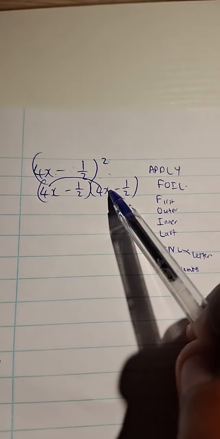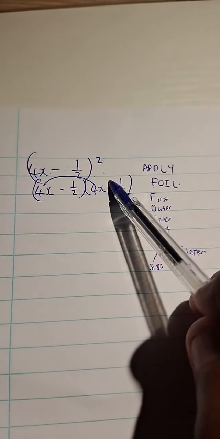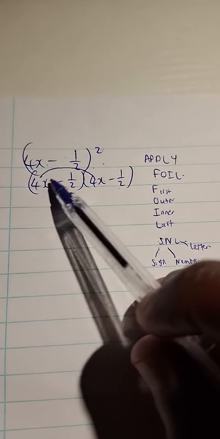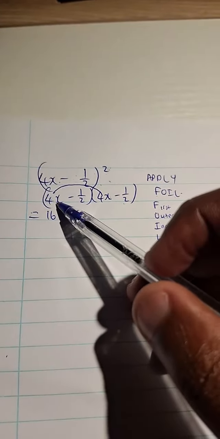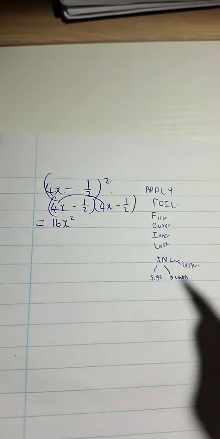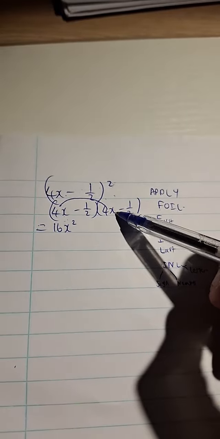4x times 4x, you consider the sign when you are multiplying the first terms. Positive times a positive gives us a positive. 4 times 4 gives us 16. That is the number. Then x, the letter. x times x gives us x squared. We are done distributing 4x to 4x.